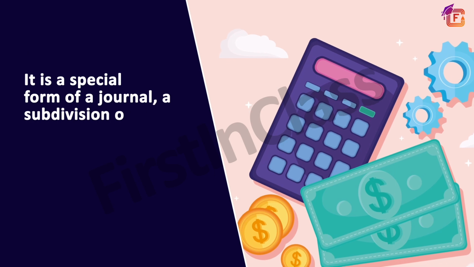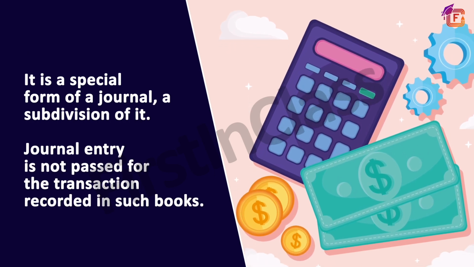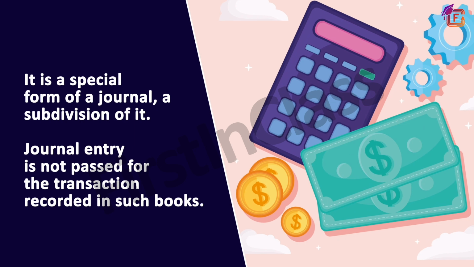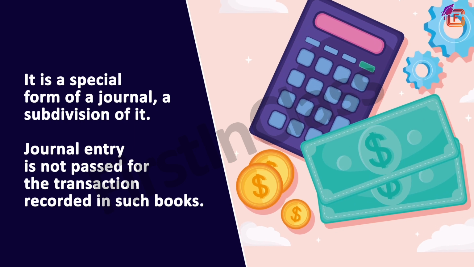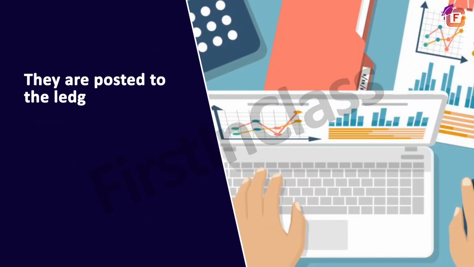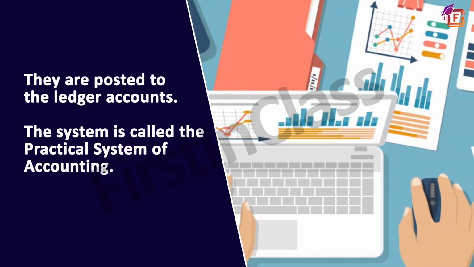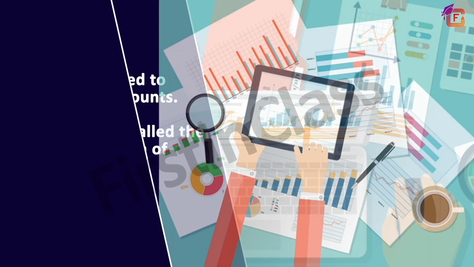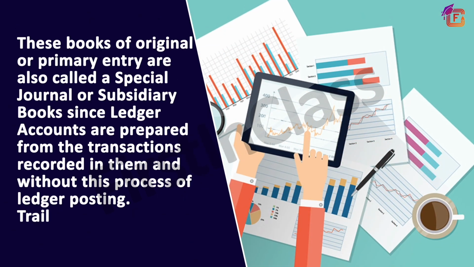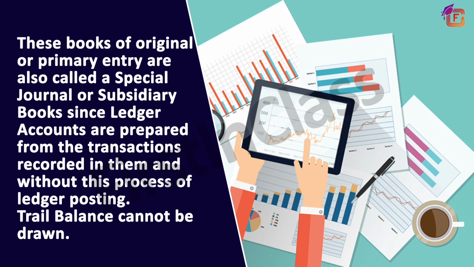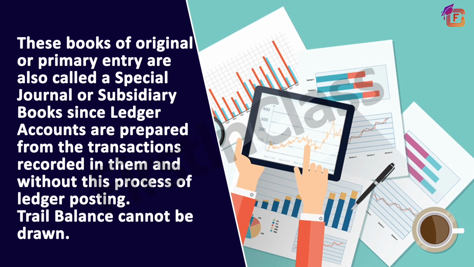It is a special form of a journal, a subdivision of it. Journal entry is not passed for the transaction recorded in such books. They are posted to the ledger accounts. The system is called the practical system of accounting. These books of original or primary entry are also called a special journal or subsidiary books, since ledger accounts are prepared from the transactions recorded in them, and without this process of ledger posting, trial balance cannot be drawn.